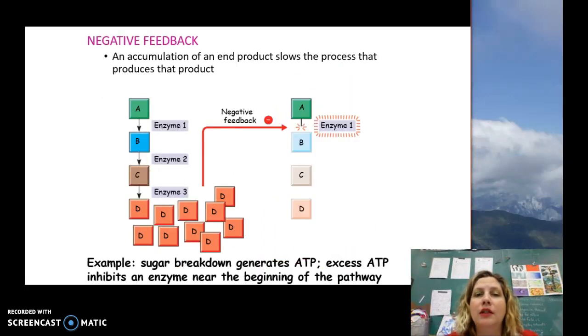And so here's just another example of negative feedback. As enzyme 1 is used to build and go through this process to form product D, it is negative feedback for product A turning into product B. So it actually stops the pathway when lots of this end product is involved. And we'll see this more in depth when we get to cellular respiration.